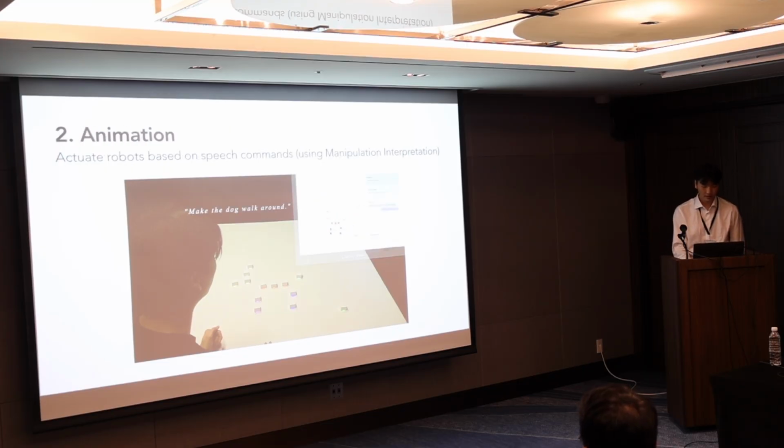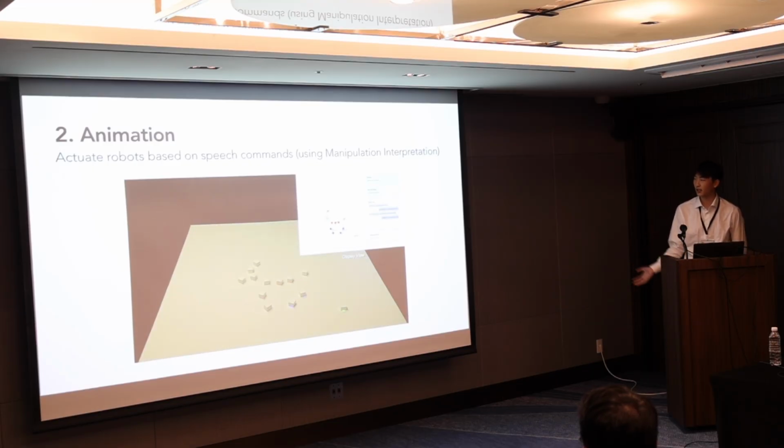After we've created a shape, the user can instruct with speech to create animations. As you can see, the robot's legs are actually actuated a bit differently, and that's leveraging that understanding of shape.